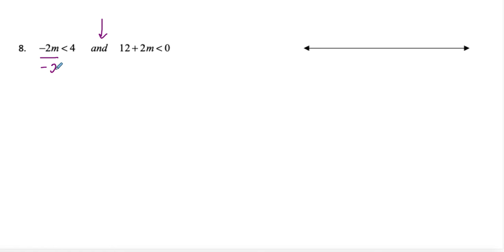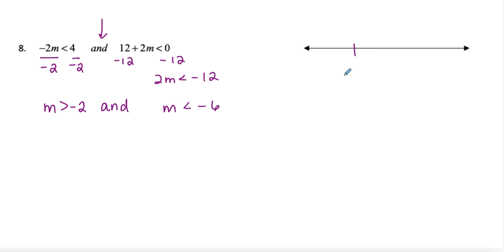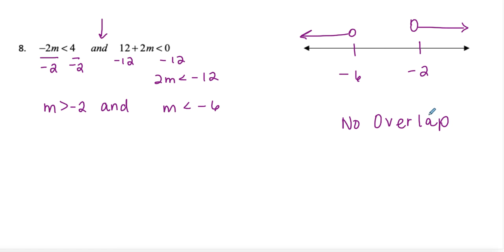So if I divide each side here by -2, I get m is greater than -2 and subtract 12. So 2m is less than -12. So m is less than -6. I go to my graph. I get x is less than -6 and x is greater than -2. There is no overlap. No overlap. And it was and. So since we have no overlap, that means there's no number that's going to satisfy both of these equations. So there is no solution.